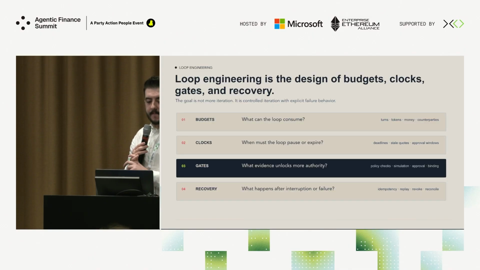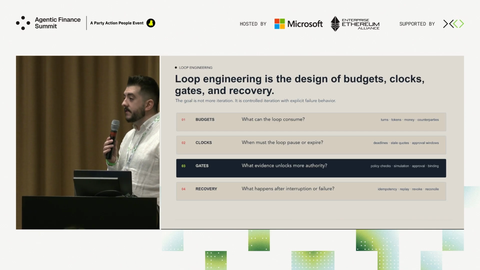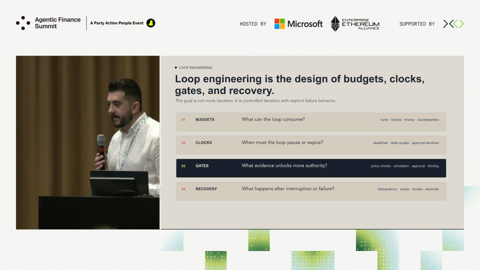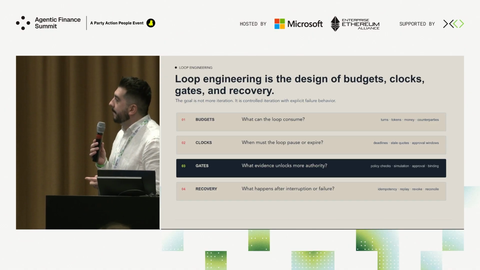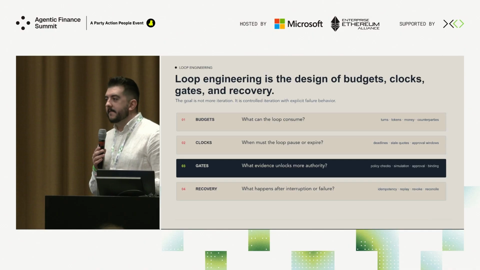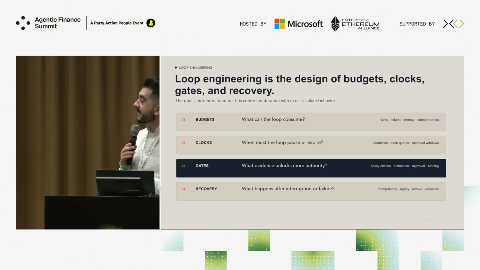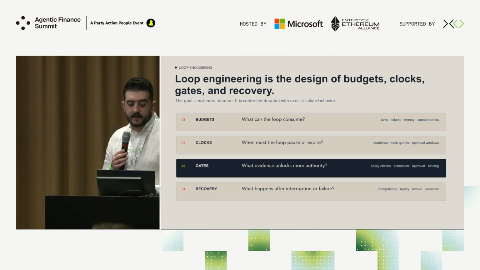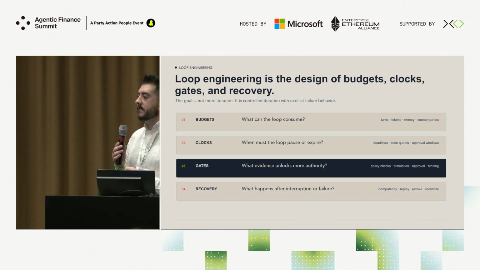Okay, and then loop engineering is a design of many different dimensions, and it's basically a trade-off, like in a typical engineering problem. So we have our budgets. I don't know if you've heard about token maxing these days. We should have some budgets basically when we're building an AI loop. It can be some tokens, it can be some turns, or it can be a cost in terms of money. Clocks, like when must the loop pause or expire? This is an important decision to build a loop.